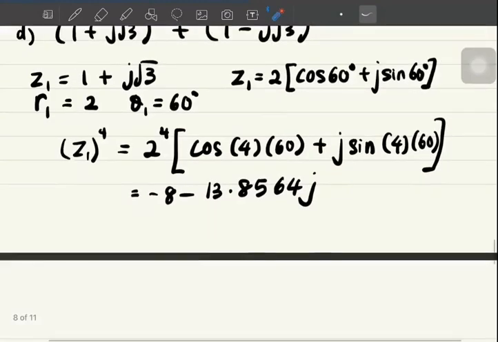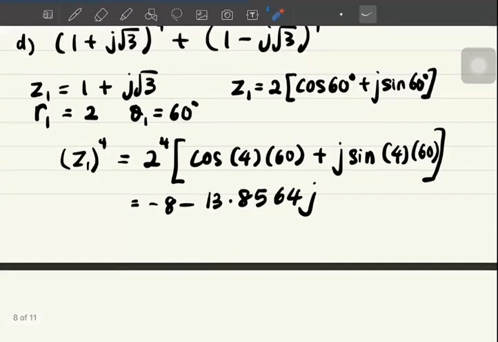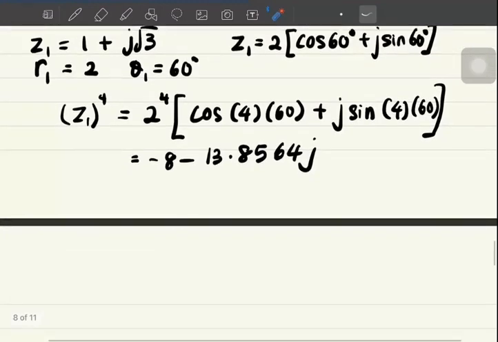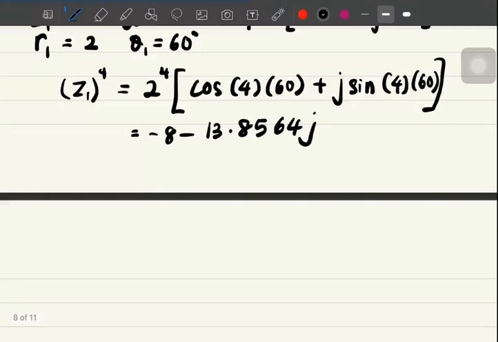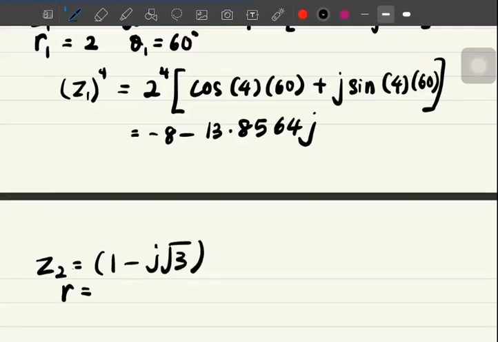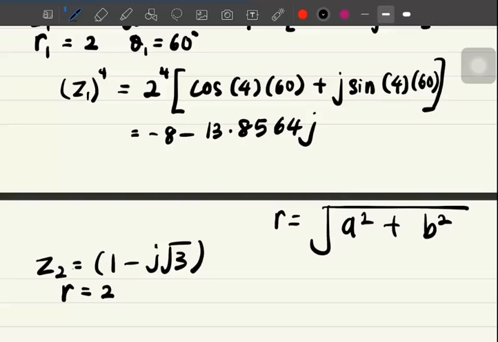So for the second part, you are given, let's say saya letkan dia jadi Z2. So let's say you have Z2 is equals to 1 minus j root 3. So your R masih sama. R dia tetap 2 walaupun tambah tolak. Sebab apa? Kita punya formula untuk R adalah A squared plus B squared. So if your B is negative, nanti dia akan jadi positif juga, kan. Sebab itulah nilai R tak berubah.